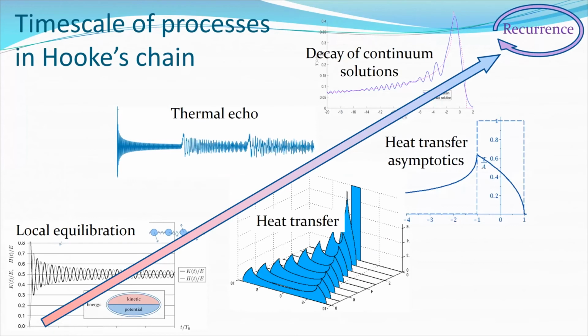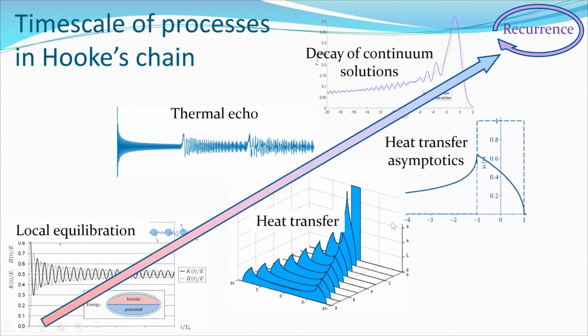Time scales. I think we have heard an excellent lecture by Antonio Politi, where we can see that at different time scales, these discrete systems can demonstrate different behavior. And here we can see that at different time scales and different length scales, we also have different phenomena in this simplest model of Hooke's chain.